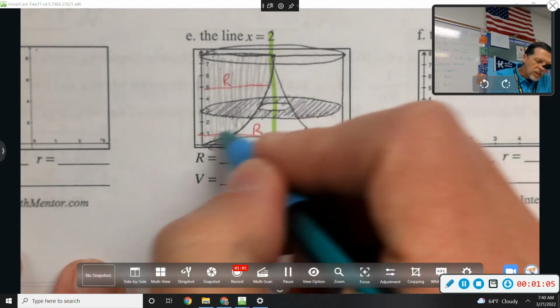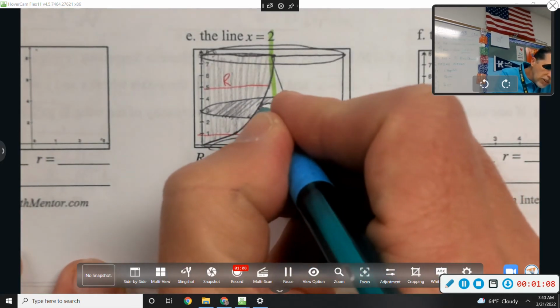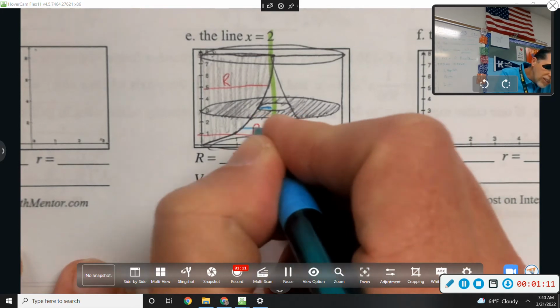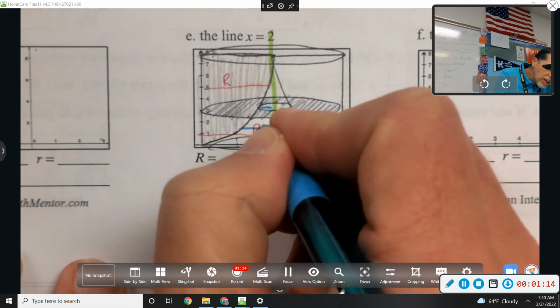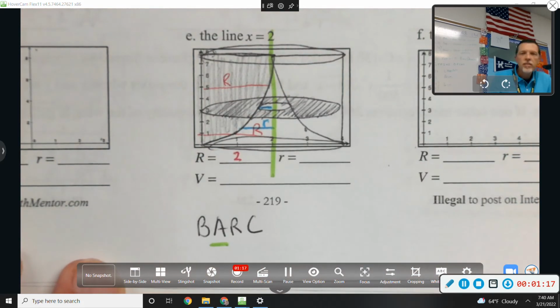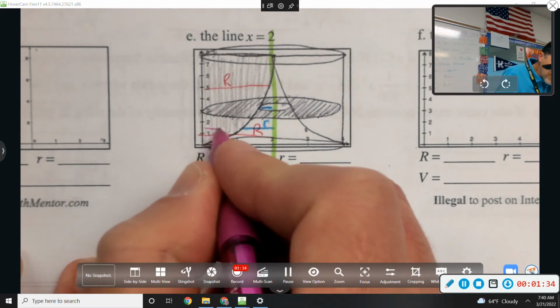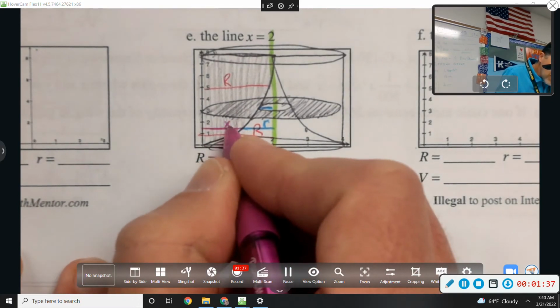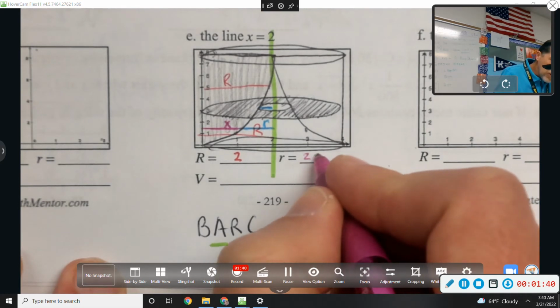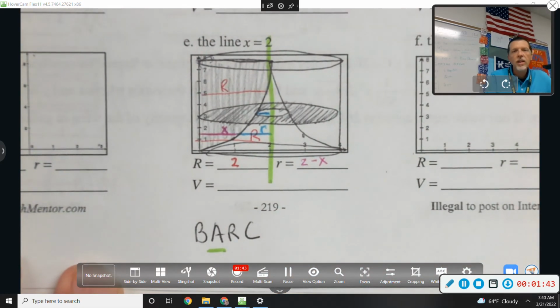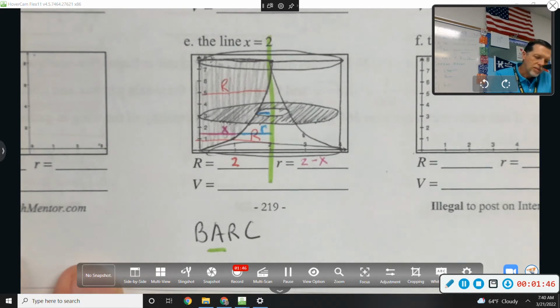Little r is changing. Although we need to be careful, it's always from the axis to the curve. Is little r from the axis to the curve? Oh, we need to be careful here. Any thoughts on what little r is? It's not just x. This is the x distance, right? So little r is 2 minus x. Although I'm not sure that's really what we want yet.